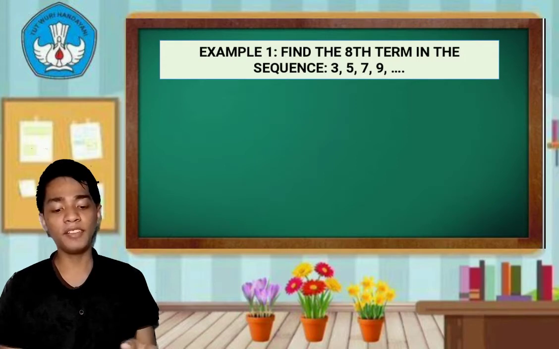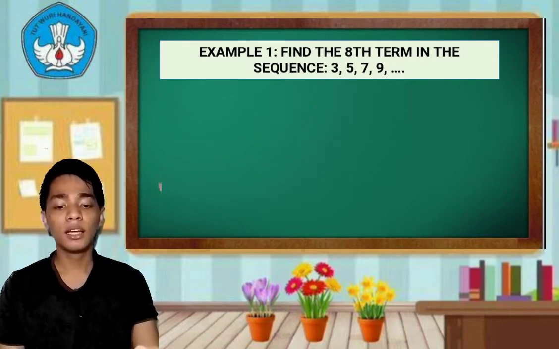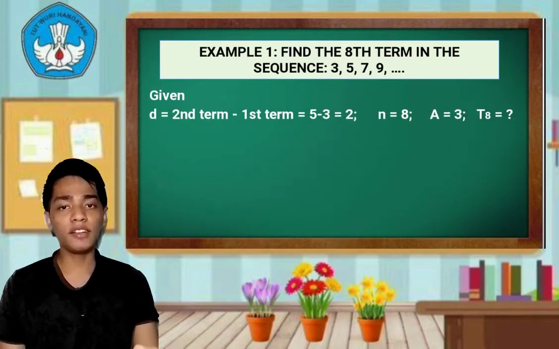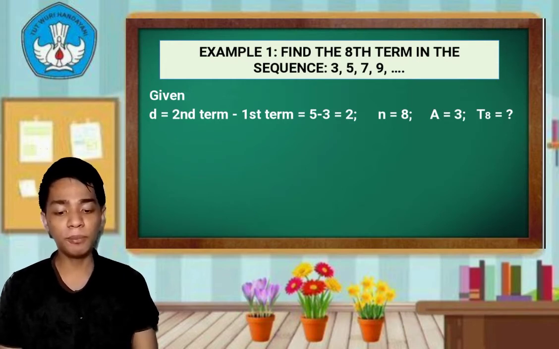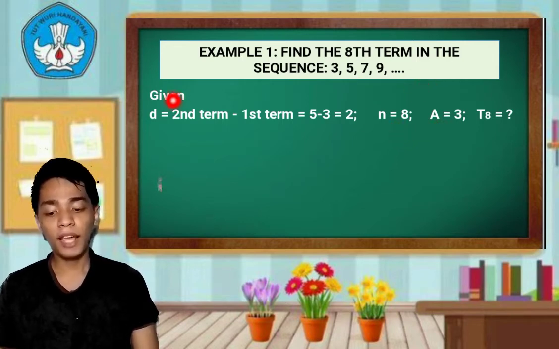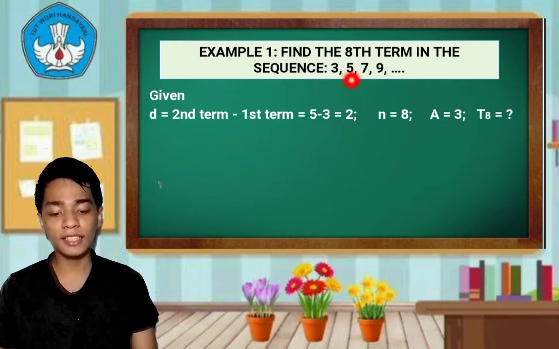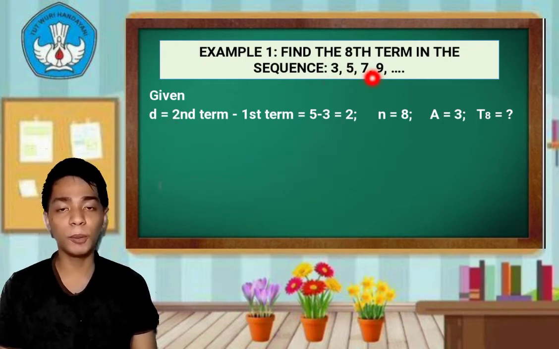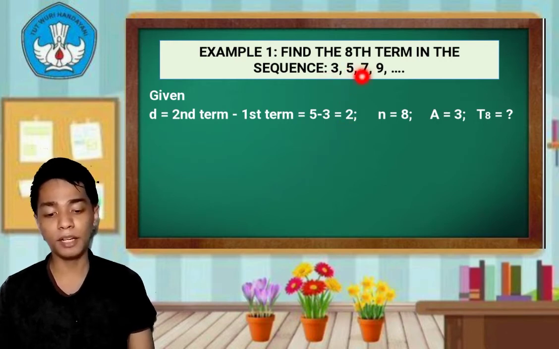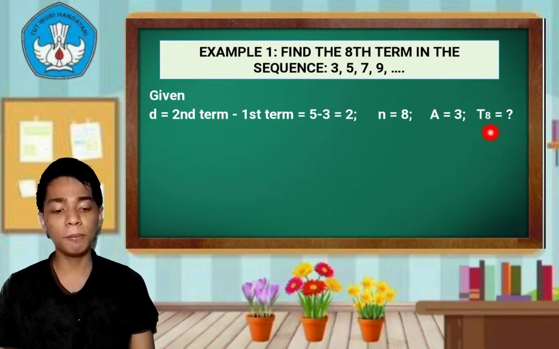Example number 1. Find the 8th term in the sequence 3, 5, 7, and 9. First is we need to write the given. Our first term is our A. That's why we have 3. Our n is the number of terms. That's why we have 8. To find the common difference, we need to subtract the second term from the first term or the third term from the second term. And if we do that, 5 minus 3, that is 2. 7 minus 5, that is also 2. And T sub 8 is the 8th term, which is missing.